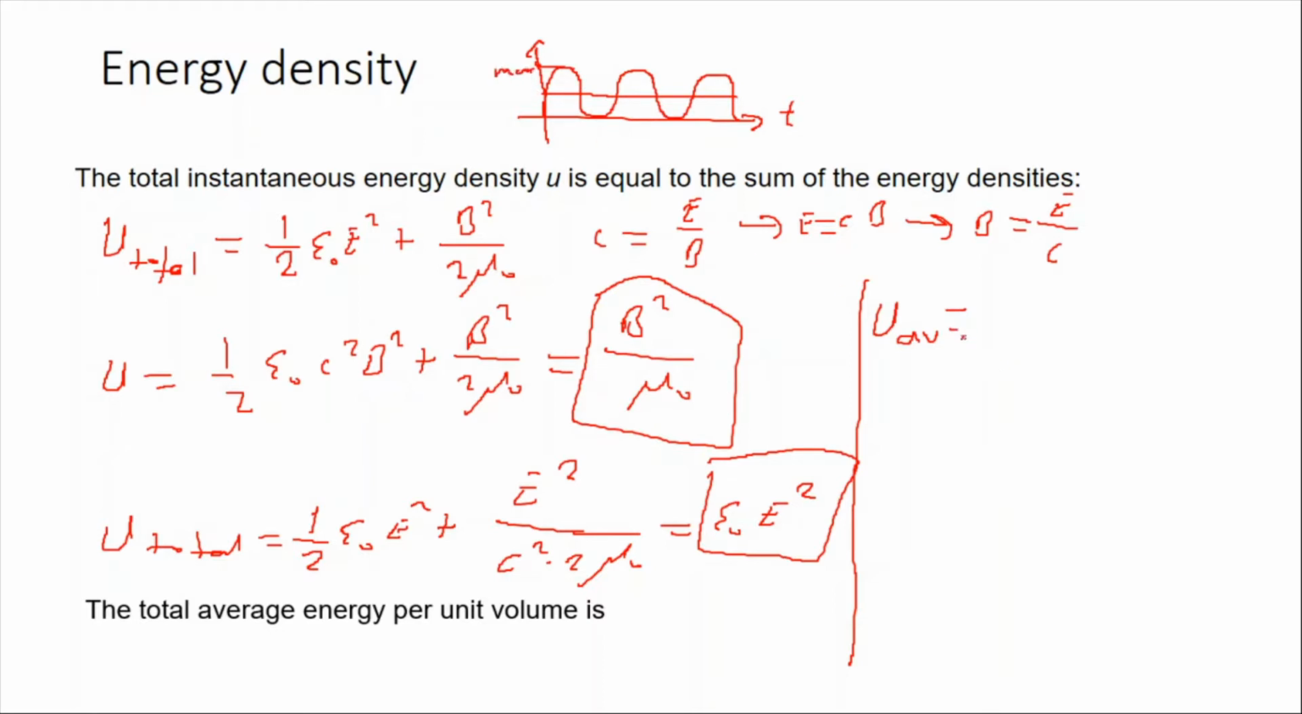So the total average energy density, this is the changing one, will be half of the maximum. This average is half of the maximum. Here is the maximum and the half of it. So then we can write this average energy density will be B max squared divided by 2 mu 0. It is half of the maximum value. Or U average can also be written as epsilon 0 E max squared divided by 2.